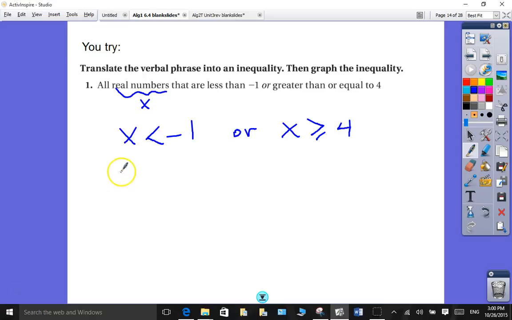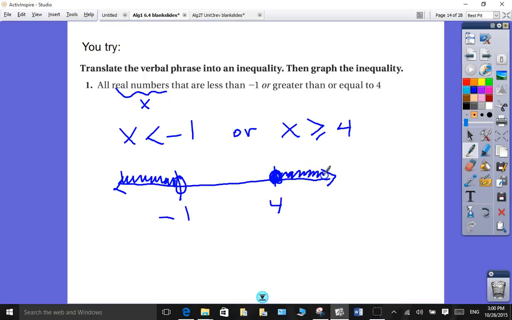And if I put it on a number line, here's my -1, here's my 4. Open circle on -1, shade to the left, less than means to the left. Closed circle on 4, shade to the right, greater means to the right. Now the fact that it is an "or" compound inequality means the graph includes both of those areas.